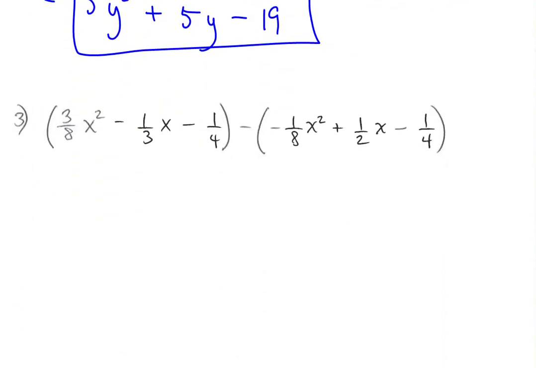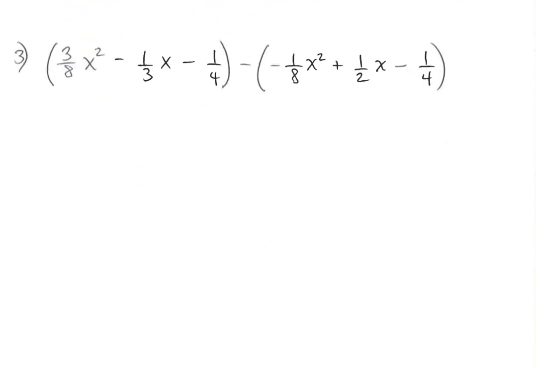Let's go on to another example, one more. This one begins with, again, some bundles in parentheses here. Our first set of parentheses contains 3/8 x squared minus 1/3 x minus 1/4, close parentheses. Then we have minus, and then another set of parentheses containing negative 1/8 x squared plus 1/2 x minus 1/4.